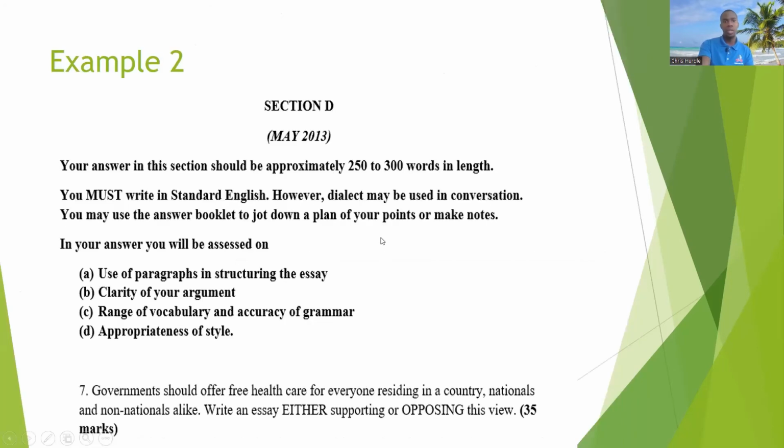Now we're going to go into a second example. I'm not going to read the instructions, of course, because you would have seen the instructions in the last example, but I'm going to read the line of argument. Government should offer free healthcare for everyone residing in the country, nationals and non-nationals alike. Write an essay either supporting or opposing this view. And once again, it's actually 25 marks because this was before the change was made.